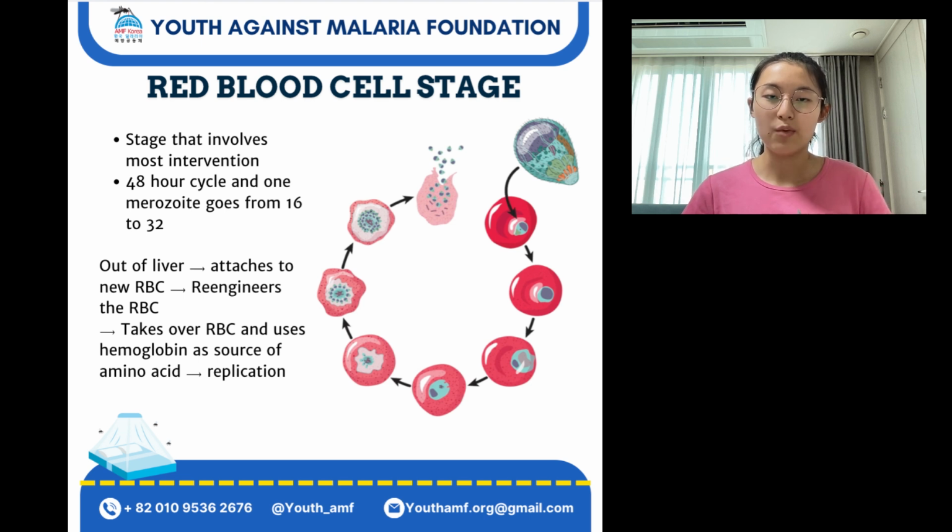When the parasite moves out of the liver, it attaches to another red blood cell and re-engineers that red blood cell by changing its chemistry. It takes over that red blood cell and uses its hemoglobin as a source of amino acids in order to replicate itself further. So it replicates, and as you can see, it bursts out of that red blood cell and goes back into the bloodstream.